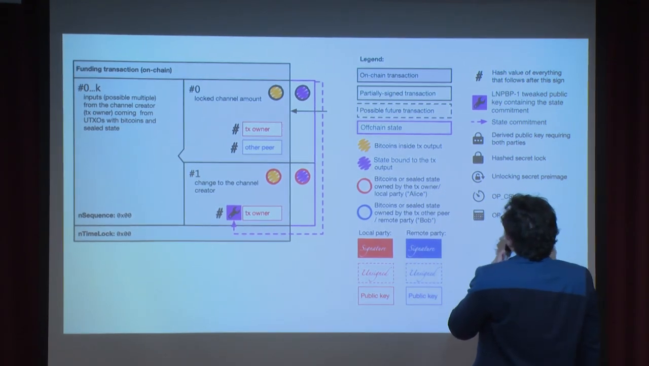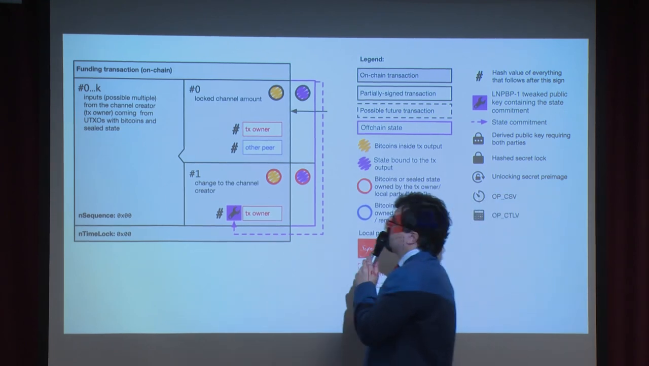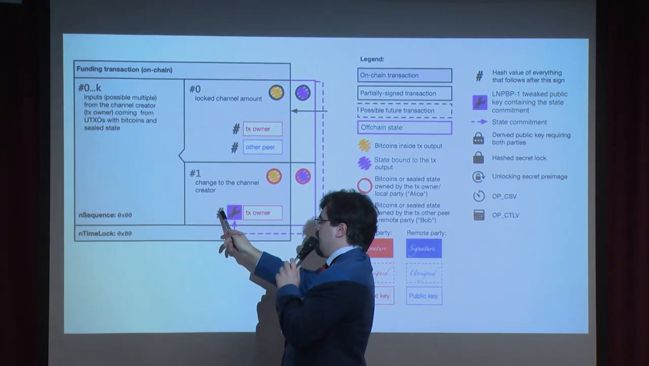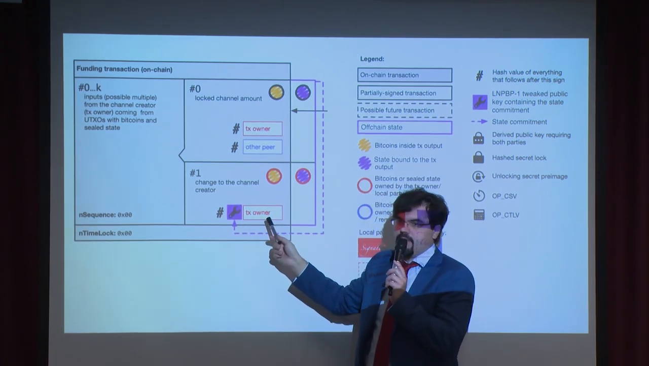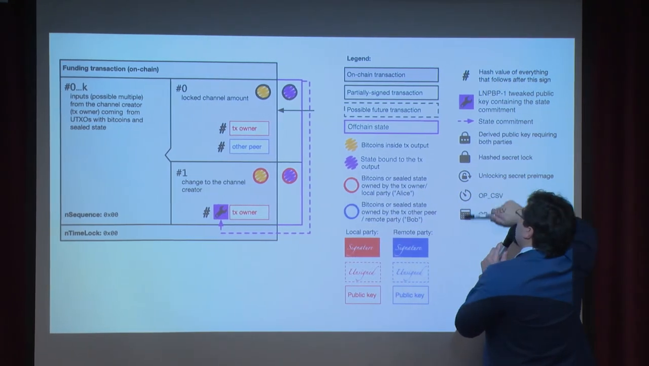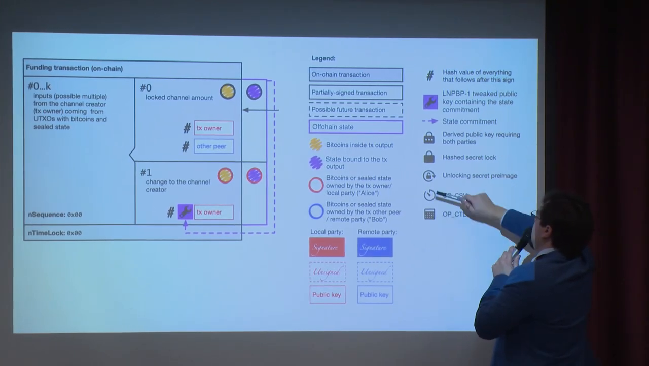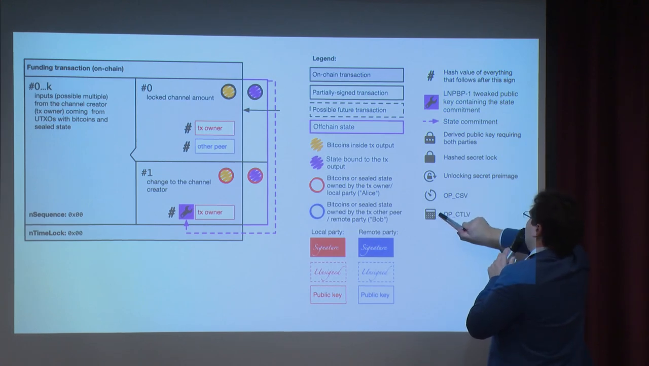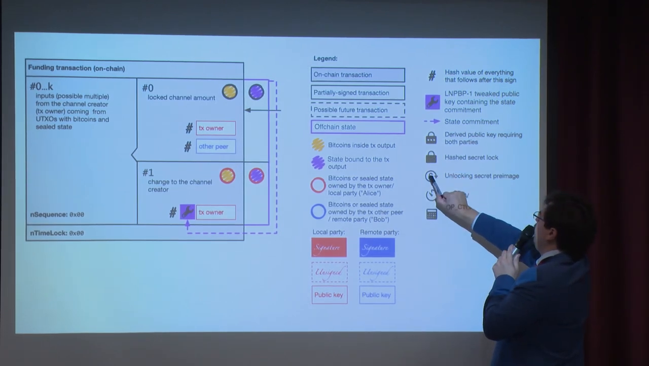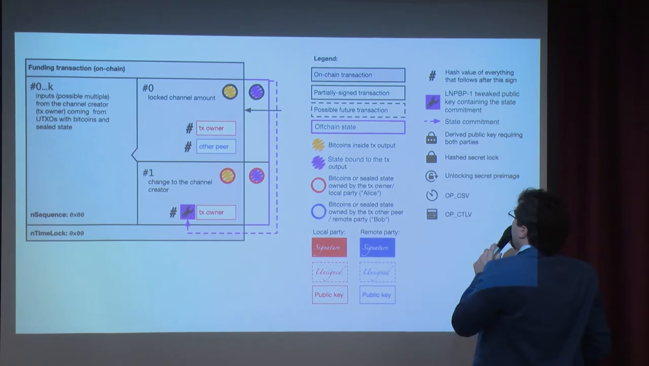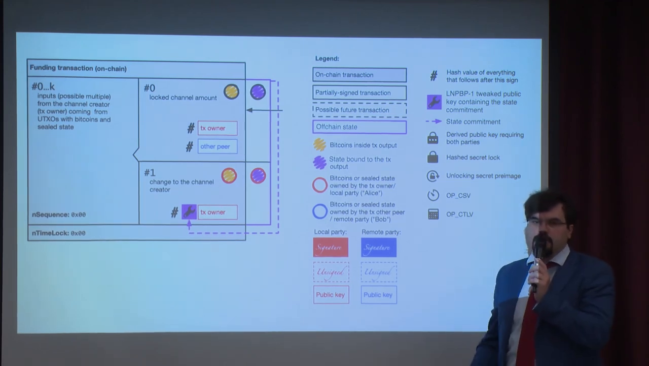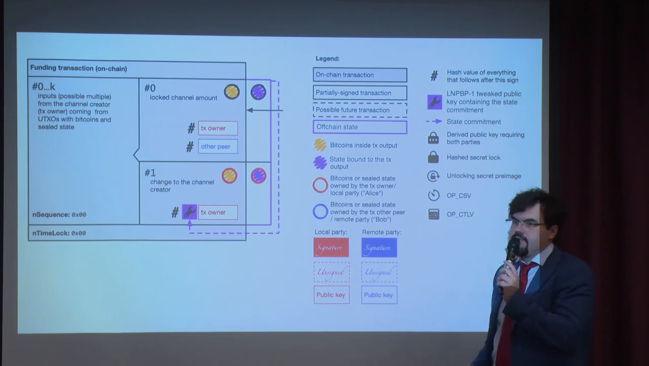I will also briefly cover other symbols. This one means that we hash everything after it, and it is a hash value which is present inside the transaction output script pubkey. We also have different symbols for different standard script parts, like different locks, check sequence verify, check time lock verify. We have a symbol for a hashed hash and the pre-image of that hash, which can unlock the hash function. And this one denotes public keys, which are derived by the Lightning node from the base point provided at the time of channel establishment.